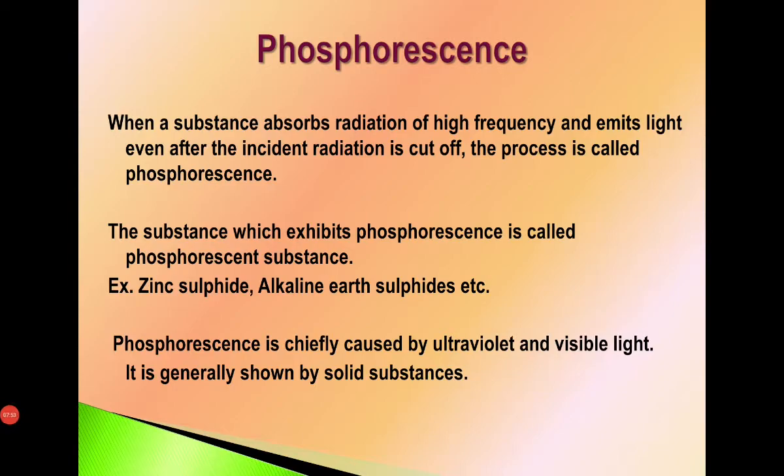This is called slow fluorescence. Examples are zinc sulfide, alkaline earth sulfides, etc. The substance which exhibits phosphorescence is called a phosphorescent substance. This is chiefly caused by ultraviolet and visible light, and this phenomenon is generally shown by solid substances. These fluorescent materials are used in luminous clock dials and also in some other objects which are used to glow in the dark.